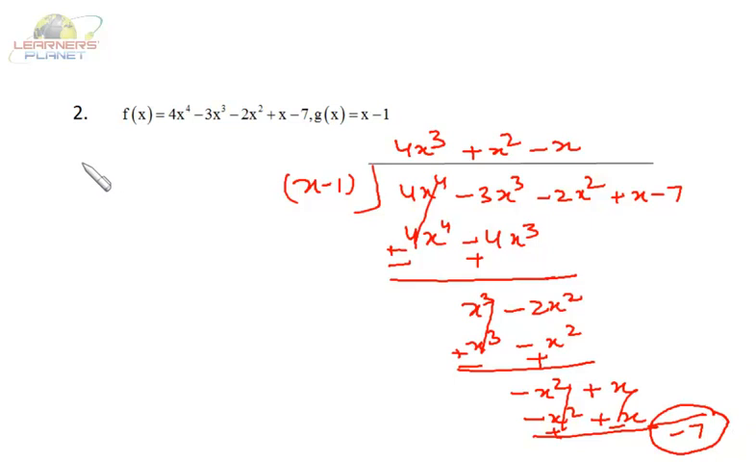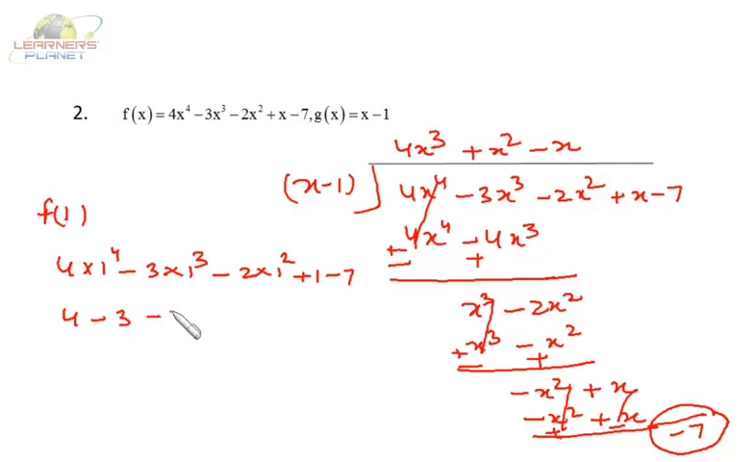Now we find the remainder through remainder theorem. Okay, so what we'll be doing? We'll be putting x is equal to 1. That means we'll be calculating f(1). So what f(1) is? 4 into 1 raised to 4 minus 3 into 1 cube minus 2 into 1 square plus 1 minus 7. So it's 4 minus 3 minus 2 plus 1 minus 7. Okay, so it's 4 minus 3 is 1, 1 minus 2 is minus 1, minus 1 plus 1 is 0. Finally we are getting minus 7.